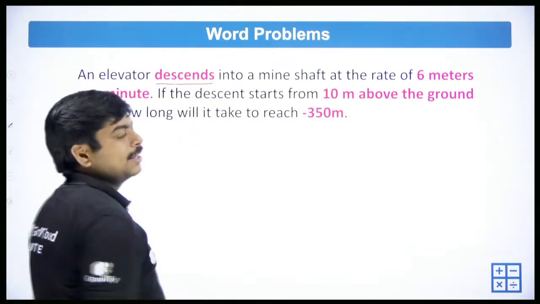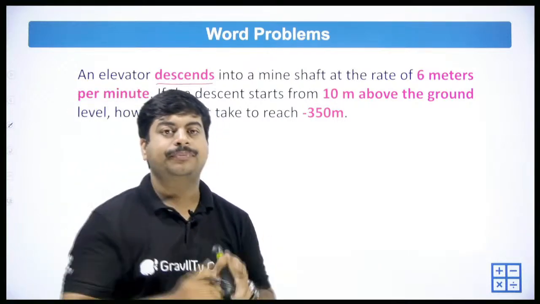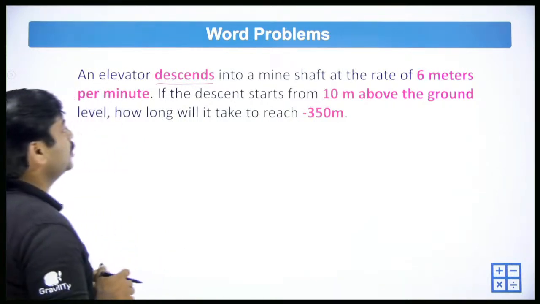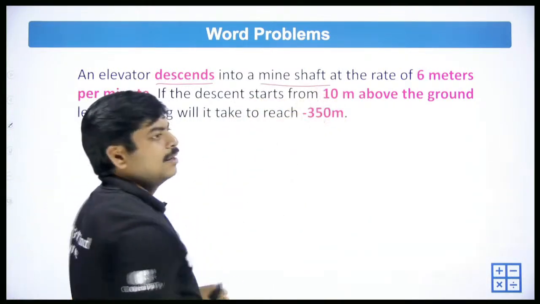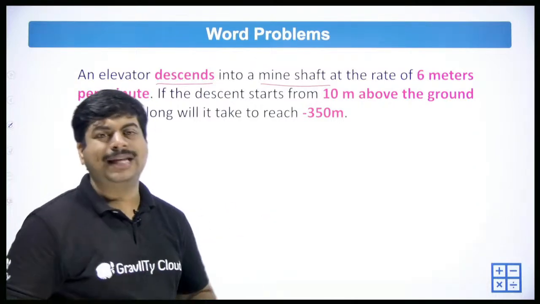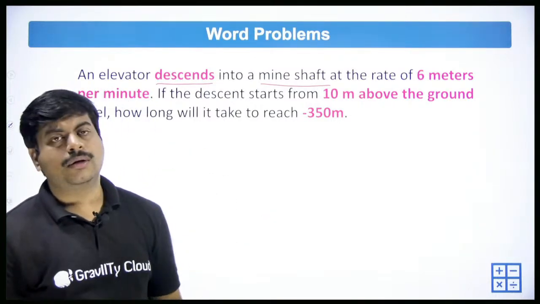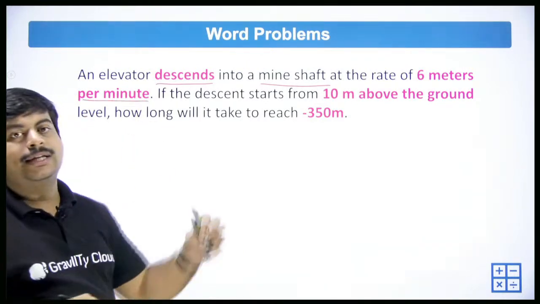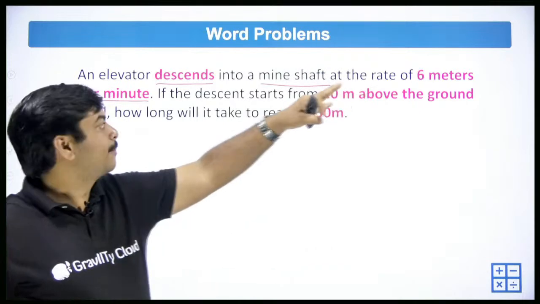Descends, what do you mean by that? Descends means going down. It's going down. An elevator descends into a mine shaft. Mine means there is an area where you are doing mining. So it's moving down at the rate of 6 meters per minute.